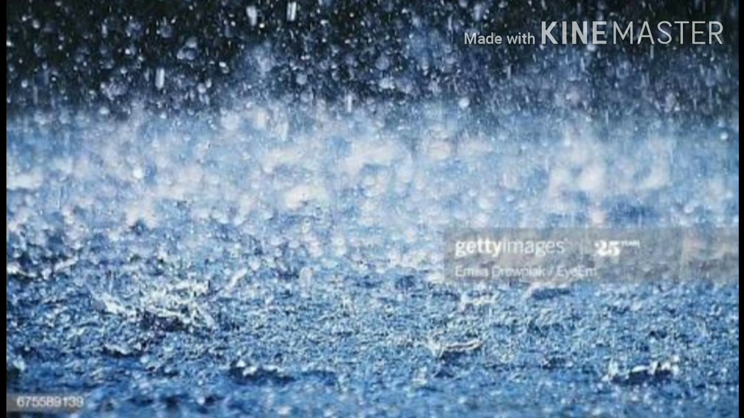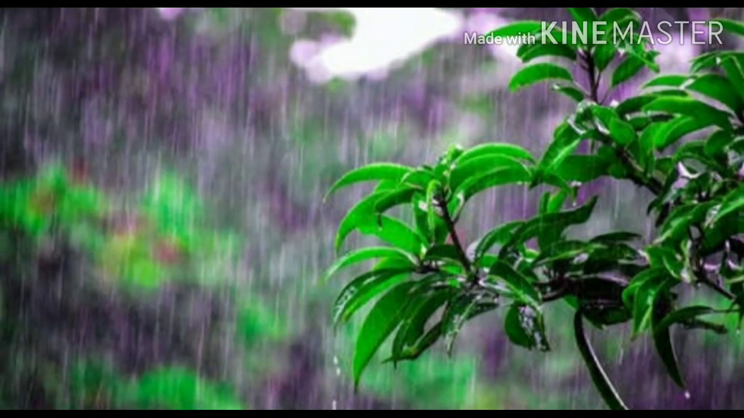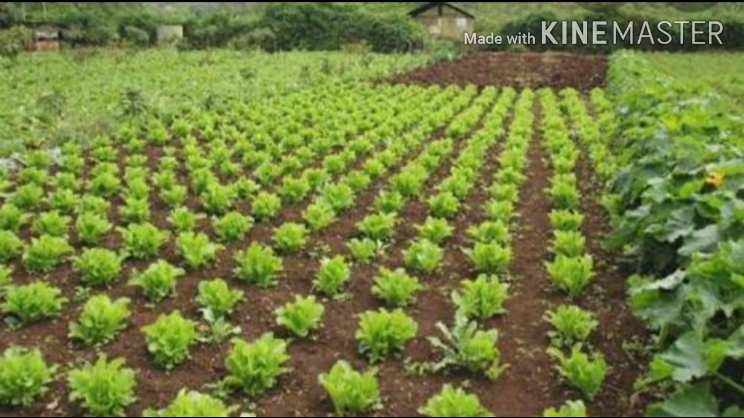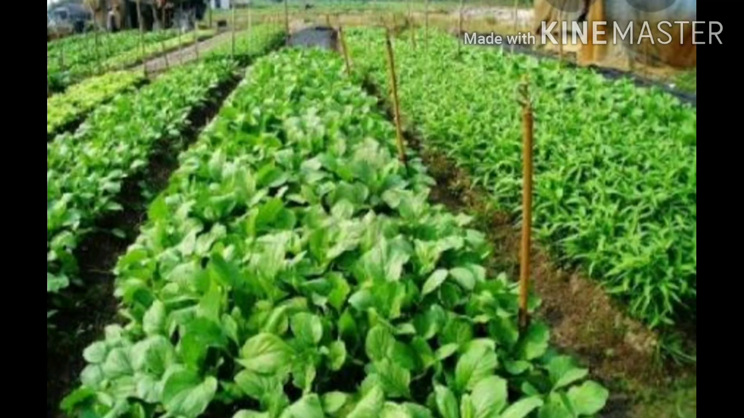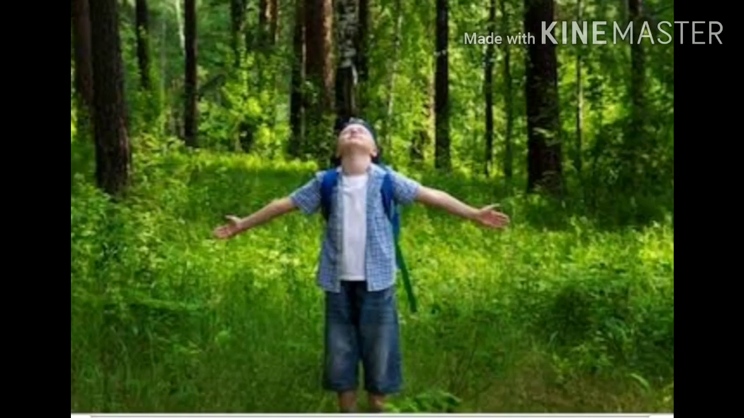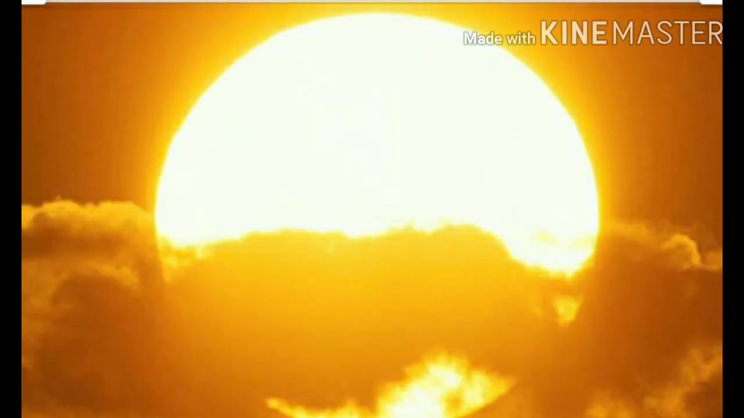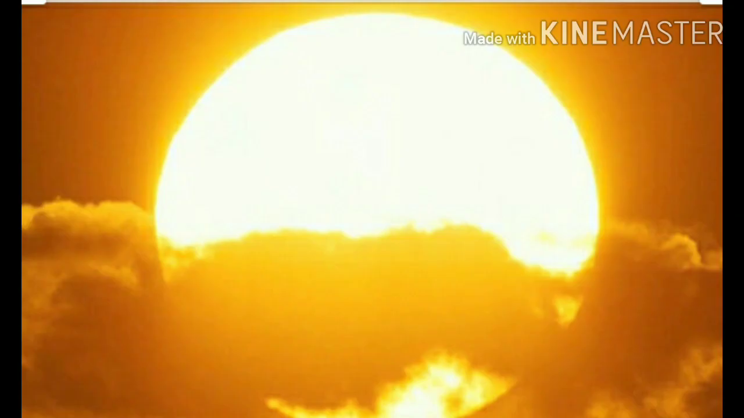There are many different sources of water, but rain is the main source of water. We get water for many purposes because of rain. Farmers grow crops and we get food to eat. Pure and fresh air is very important for our healthy life. We get heat and light from the sun. The sun is the cause of many natural processes on the earth.